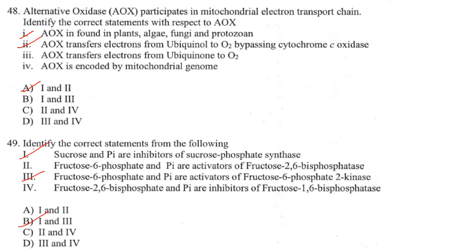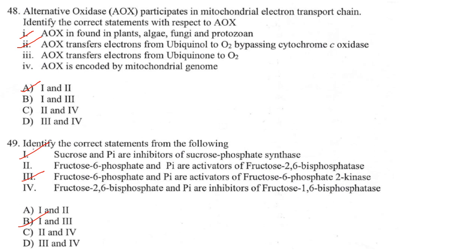Okay. Then coming to the next statement. Identify the correct statements from the following. Sucrose and PI are inhibitors of sucrose phosphate synthase. That is correct. Fructose 6-phosphate and PI are activators of fructose 2,6-biphosphatase. Fructose 6-phosphate and PI are activators of fructose 6-phosphate 2 kinase. That is correct.